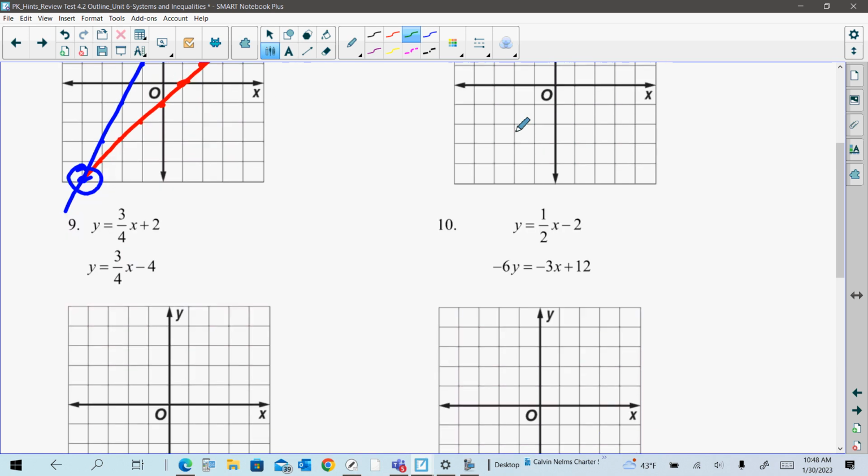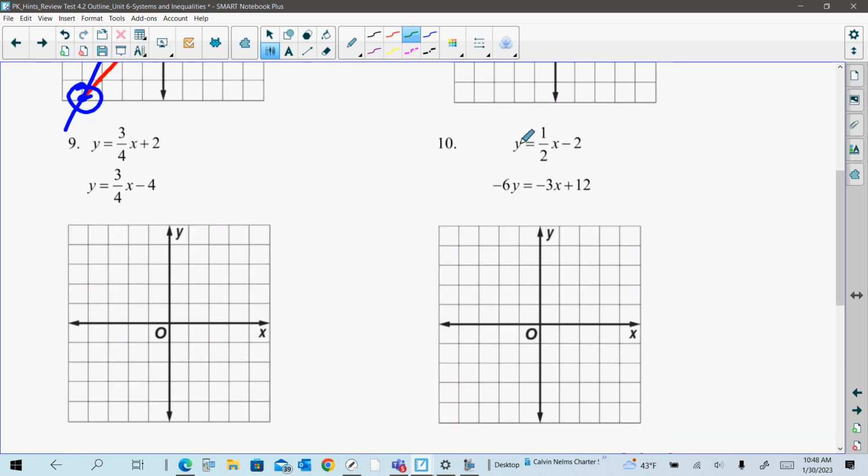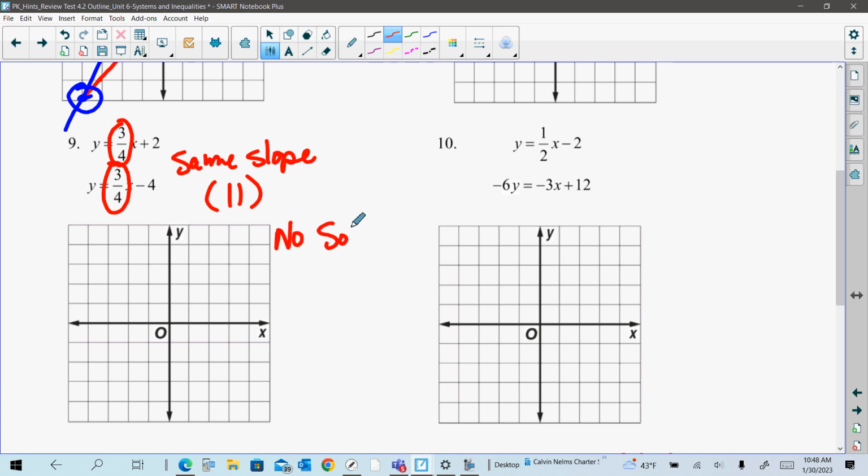On 9, we're going to work smarter, not harder. What do y'all notice about 9? There's a fraction. Yeah, they have the same slope. So if they have the same slope, they're parallel. So that means what? No solution. That's why I say you got to memorize the 3 types.